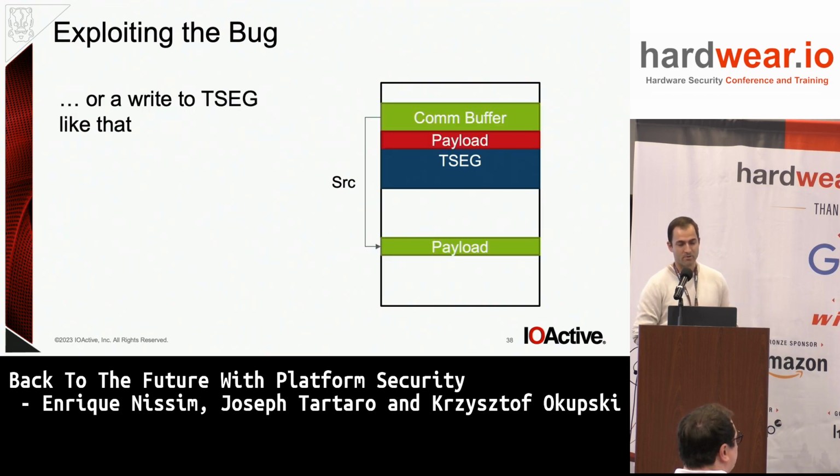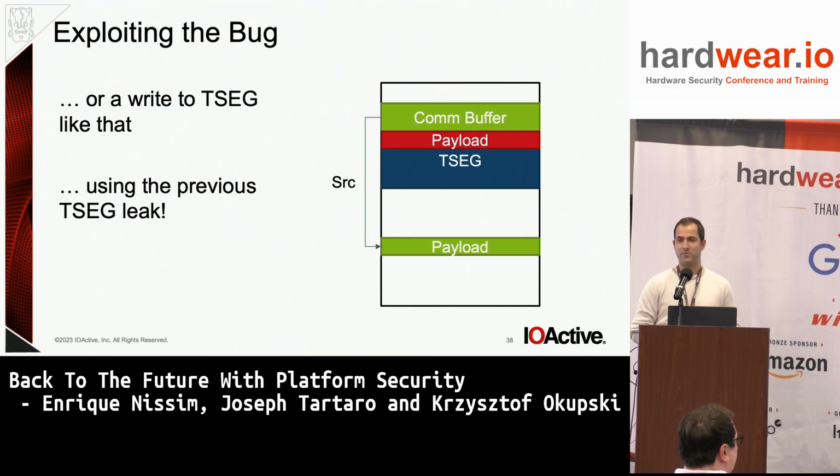But we can also turn this into a write primitive by just simply aligning the communication buffer to the beginning of the TSEG region and making the source point to our payload that we want to write. And because we have the arbitrary read from before and we can have a full dump of SMRAM, we can just simply use the previous leak, modify portions of SMRAM, and then write them back into the TSEG region. And basically we overwrite SMM code, so it's already game over.